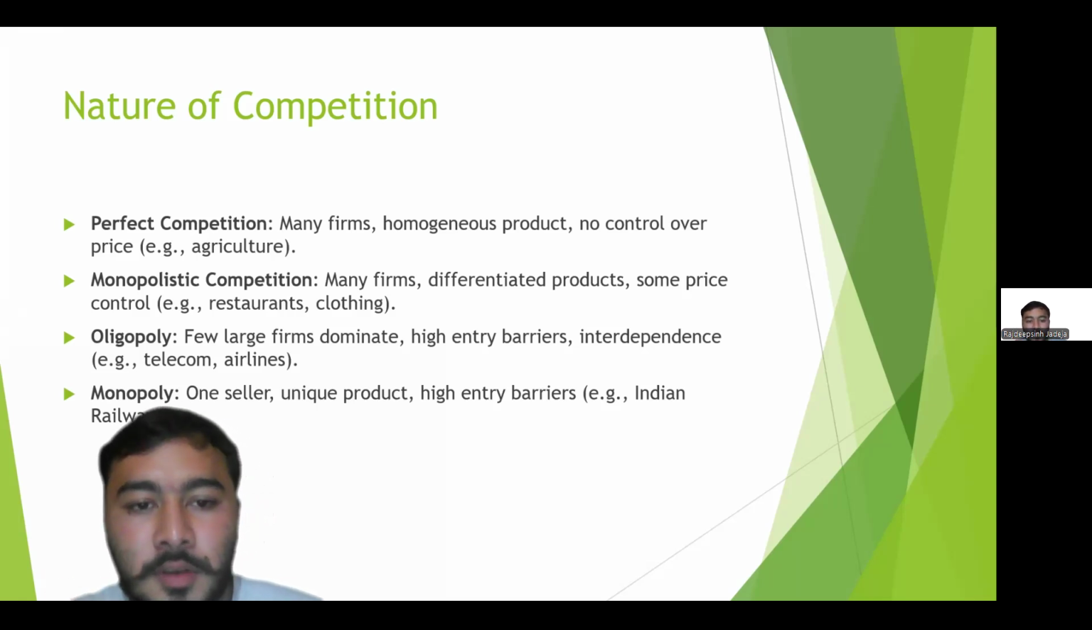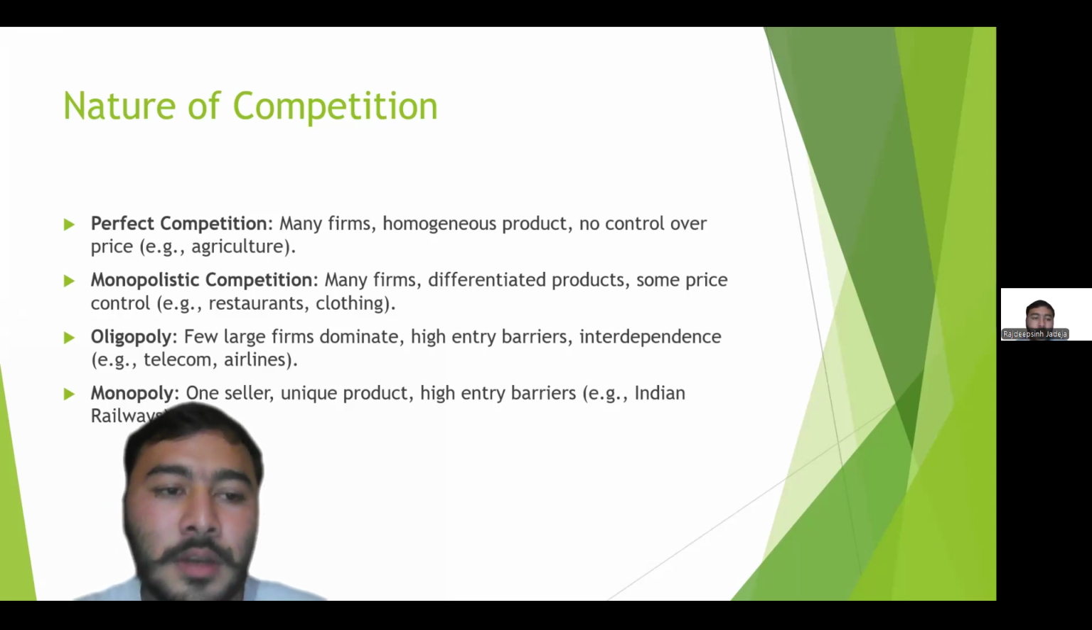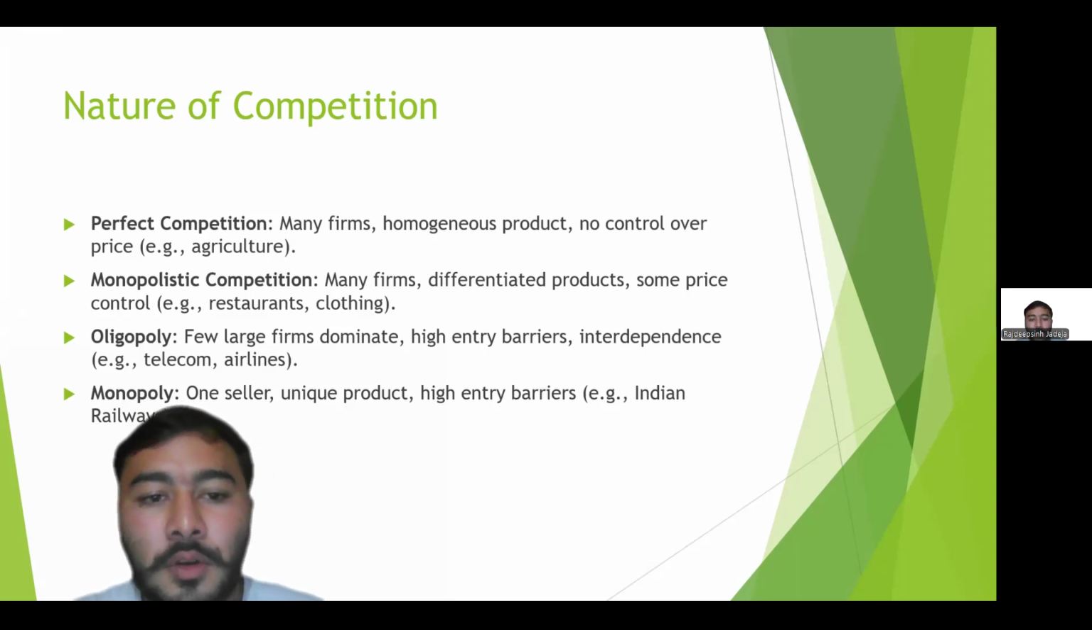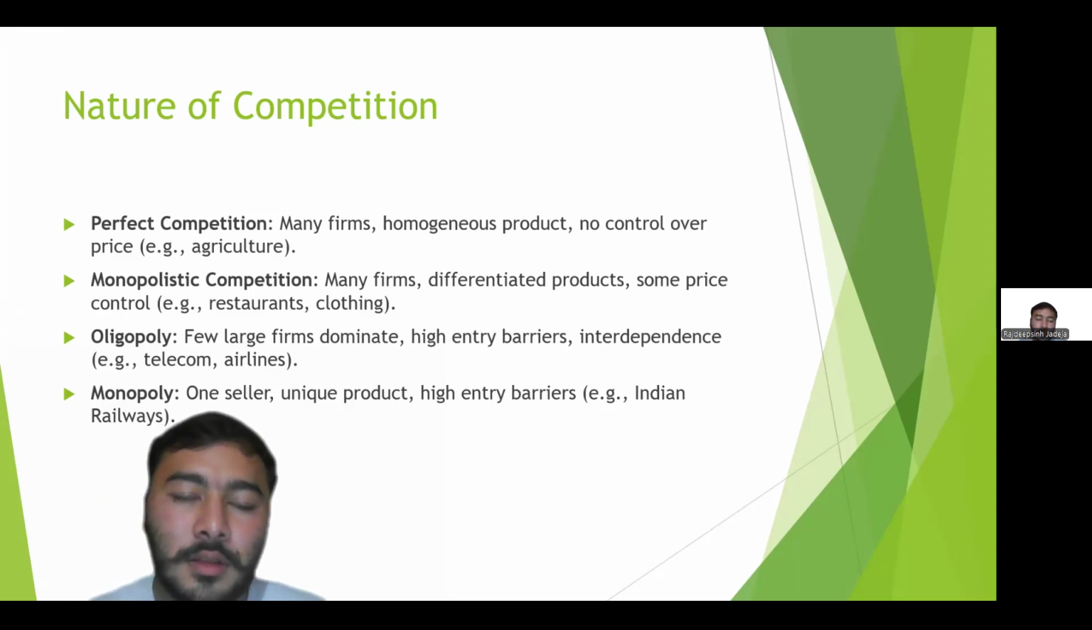Then there is monopolistic competition, in which there are many firms, differentiated products, and some price control, like restaurants and clothing. So it is monopolistic. There are many restaurants, and there are many clothing brands in the market.